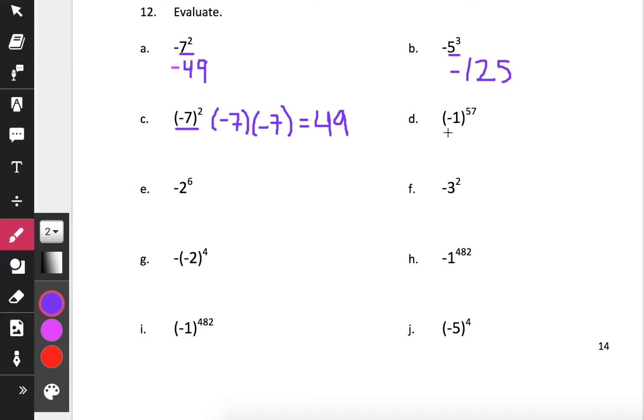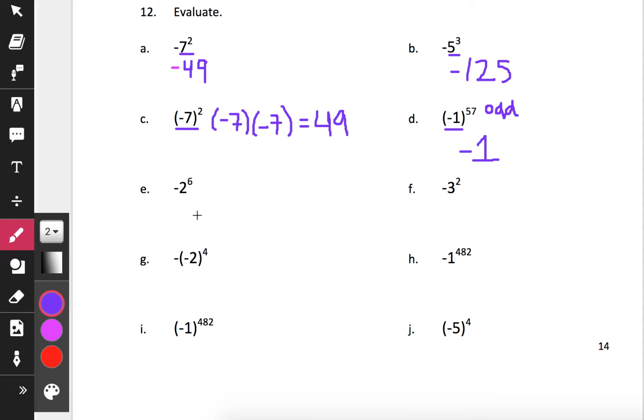Letter D, negative 1 to the 57th power. So here, because there's parentheses, the negative is captured as part of the base. So we're multiplying negative 1 by itself 57 times. And because 57 is odd, we're going to have an extra negative 1 at the end to flip it back to negative 1, right? The first 56 negative 1s will make 28 pairs. Each of those pairs will multiply to positive 1 because negative 1 times negative 1 is positive 1. But then that 57th negative 1 is going to flip it back to negative 1.